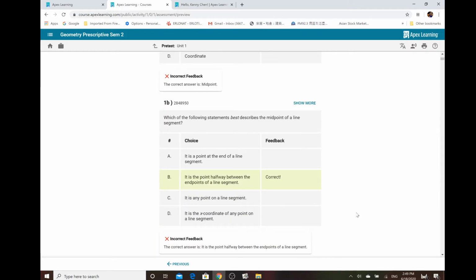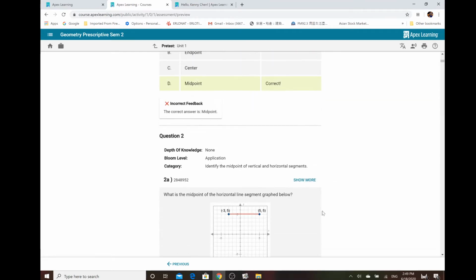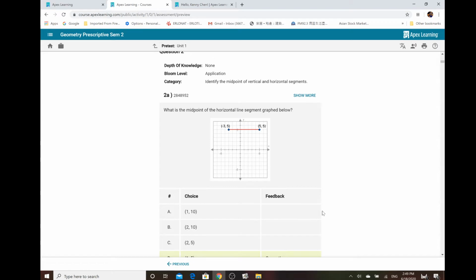Okay, so the next one: which of the following statements best describes the midpoint of a line segment? It's the point halfway between the endpoints of a line segment. It's quite similar to the first one, and also this one is a midpoint definition. So now here's the way to find the midpoint of a given line segment. The formula for that is x1 plus x2 over 2, comma, and then y1 plus y2 over 2.